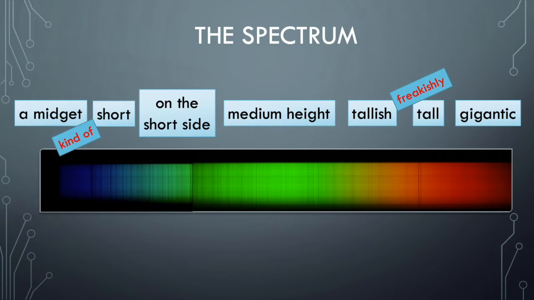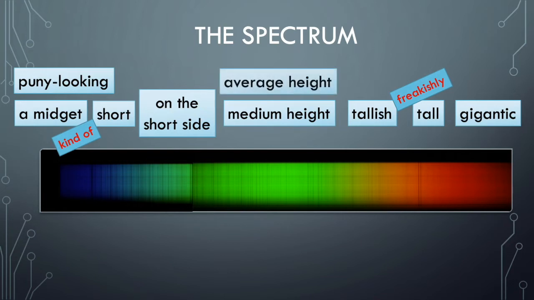Kind of short maybe sort of cushions the blow a little. You say sort of short, kind of short, because it can be blunt or maybe verging on the offensive to say just short. Puny looking looks really, really small. Average height I have used earlier. It's just another alternative to medium height. But you can, of course, say not particularly tall.